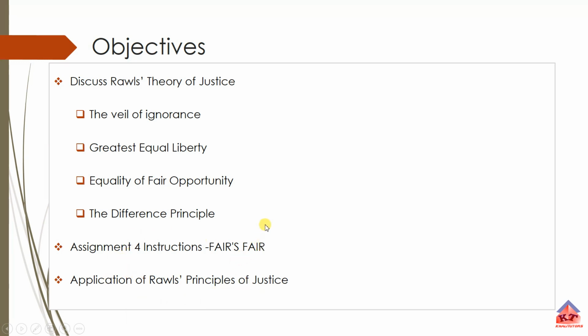Okay, so when we discuss Rawls' theory of justice, we'll look at his veil of ignorance. And then we'll discuss the greatest equal liberty. After which we are going to discuss the equality of fair opportunity. And lastly, we are going to discuss the difference principles. Okay, without wasting your time, let us get on with it.